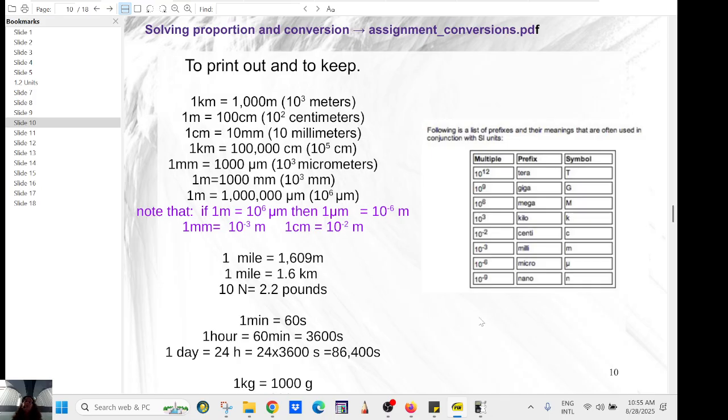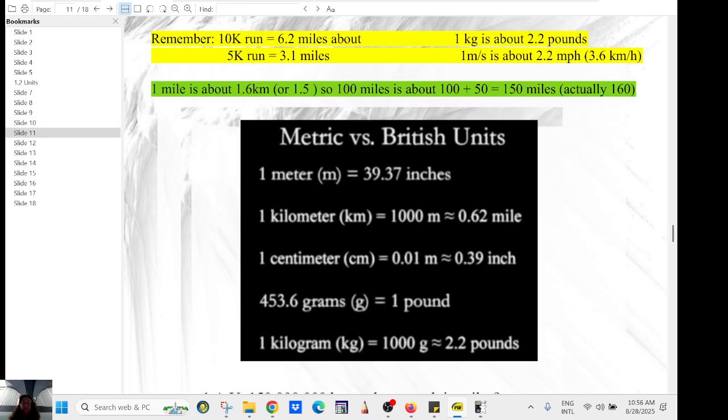Okay, so you also need to know how to solve proportions, to do conversions, for example. So 1 kilometer is 1,000 meters. And you have some examples here. So let's see. One thing you can remember. So one thing I always remember.